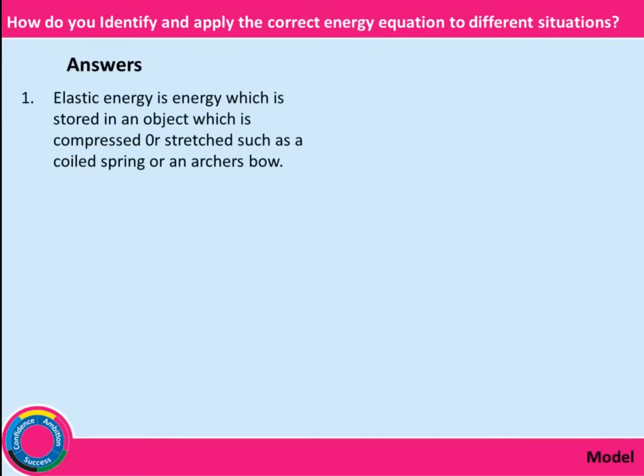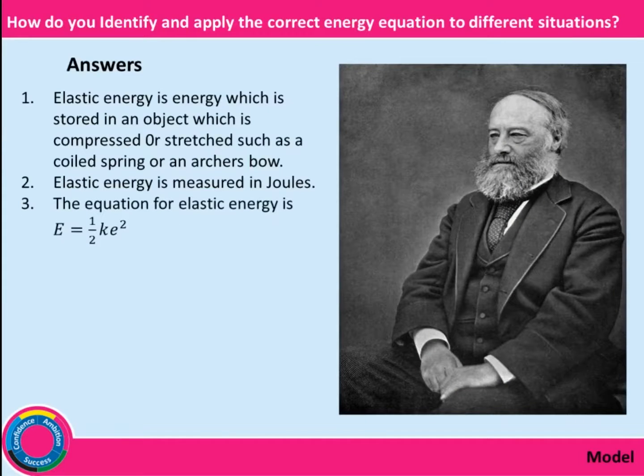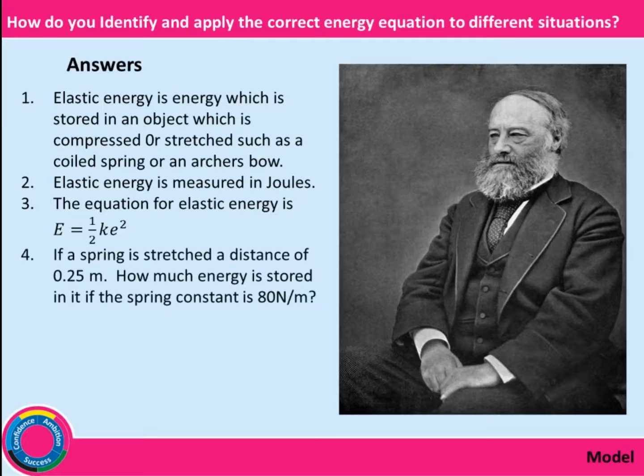How well did you do? Elastic energy is energy which is stored in an object which is compressed or stretched, such as a coiled spring or an archer's bow. Elastic energy is measured in joules, and the equation for elastic energy is E equals half ke squared. If a spring is stretched a distance of 0.25 meters, how much energy is stored in it if the spring constant is 80 newtons per meter? Start off by writing out your equation. Fill in the numbers. Remember BIDMAS, so do your indices first. Don't forget your units, 2.5 joules.